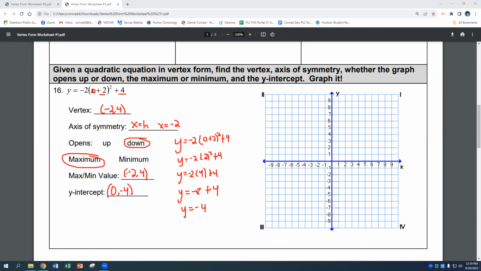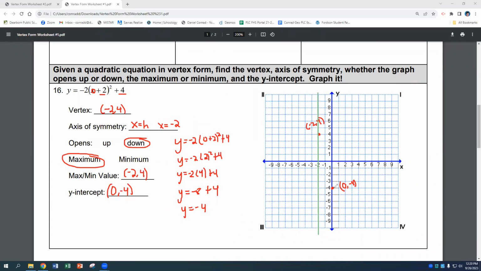All right, when I graph this, I'm going to plot the vertex. So I'm going to plot my vertex at -2, 4. I'm going to plot my y-intercept, which is 0, -4 right here. And then my axis of symmetry. Let me do axis of symmetry in like a light green. My axis of symmetry is x equals -2, which is right here. It's a vertical line through -2.